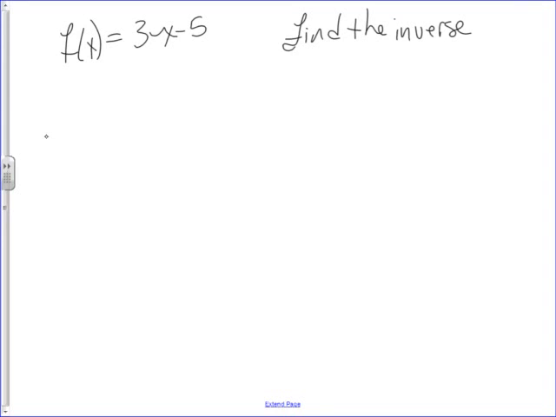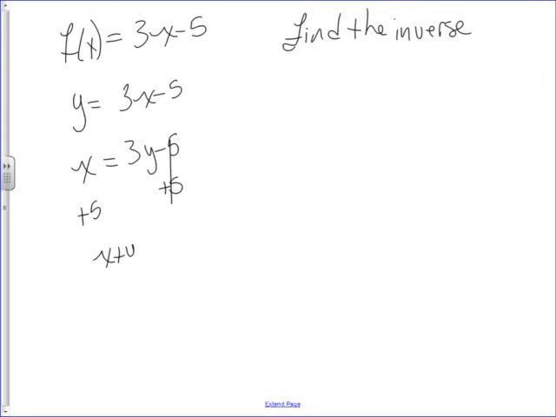All right. So first thing, it says change out the f of x for y. So now we have y equals 3x minus 5. Step 2, swap every x for y and vice versa. So now change this y into an x. Change this x into a y. Number 3, solve the new equation for y. So now we're going to solve for this y. So we're going to add 5 to both sides.